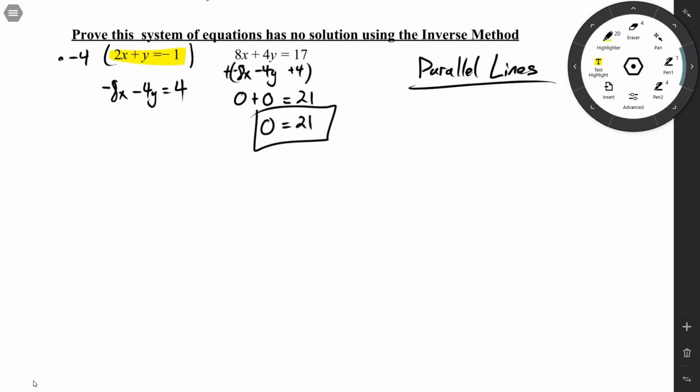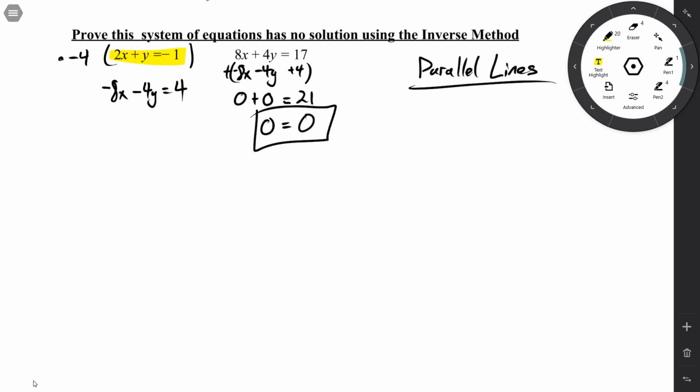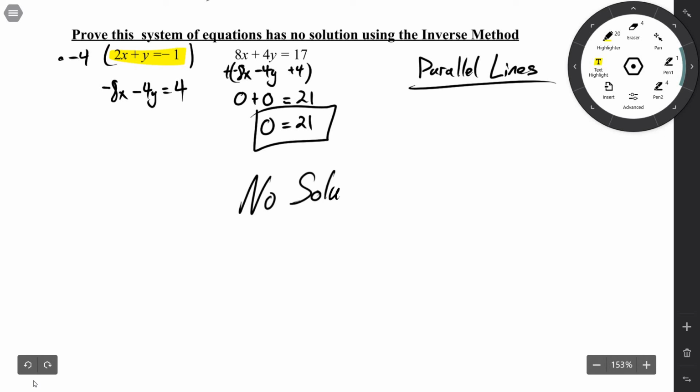We could prove that if we wanted to, but the slope for both of these lines is going to be 2. The intercepts are different. We're looking at two parallel lines. Yeah, that's not going to work out. If we were to get something like 0 equals 0, I know we absolutely did not in this equation, but if we were to get something like this, we would know that not only are the lines parallel, they're the same line, and then you would have infinite solutions. That's not what we're looking at here. We're looking at 0 equals 21, means parallel lines, so no solution.